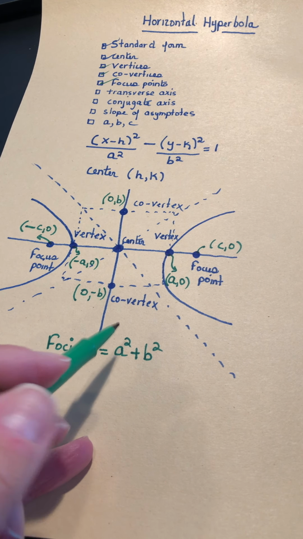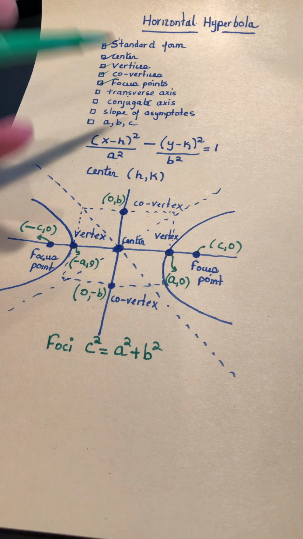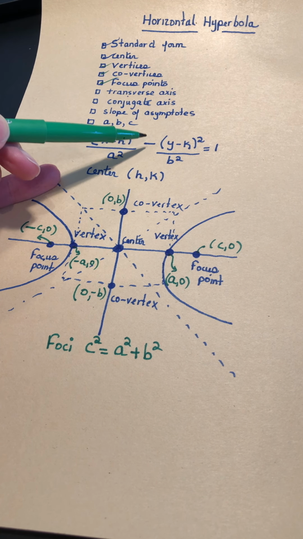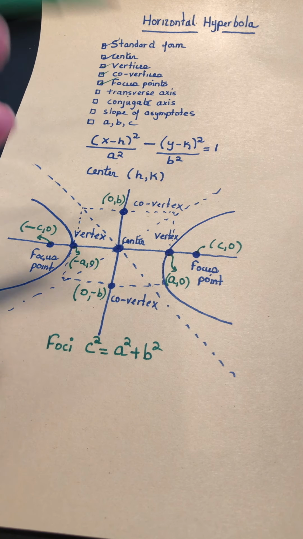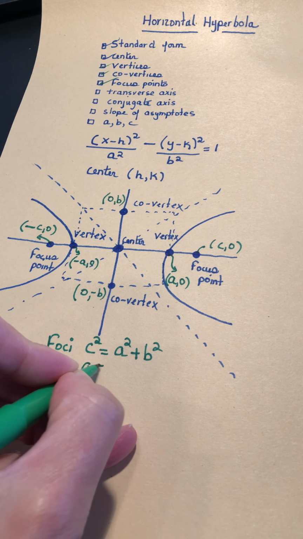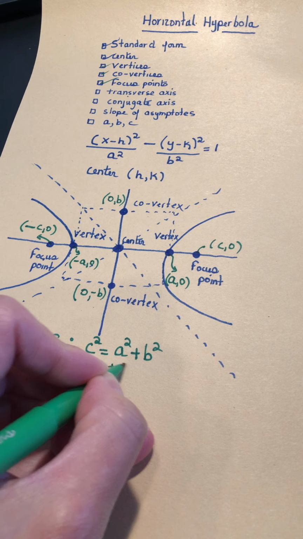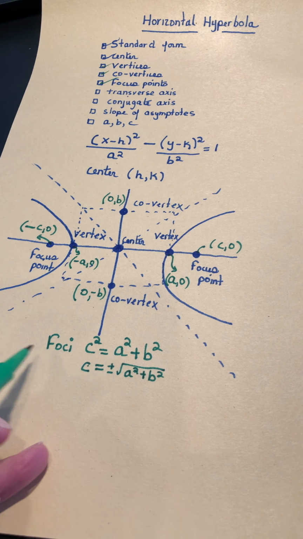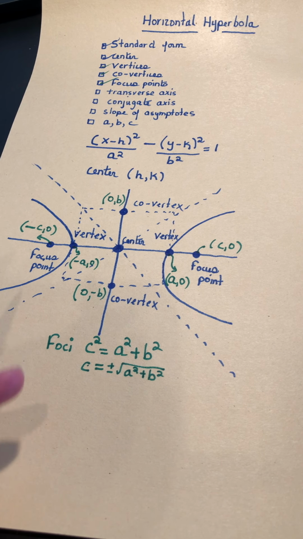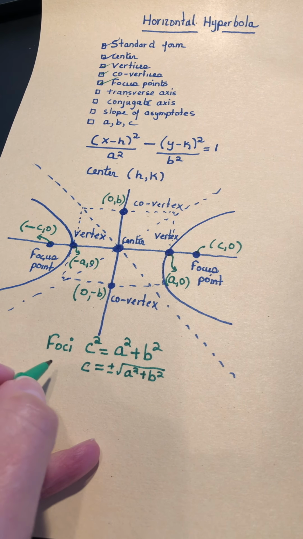And honestly, the way that I remember this is I know that in an ellipse, there's a minus sign here. So it's the opposite for the foci. There's a plus sign here. Okay, and then that would mean that c would equal plus or minus the square root of a squared plus b squared. Okay, so let's just talk about quickly what A, B, and C stand for.